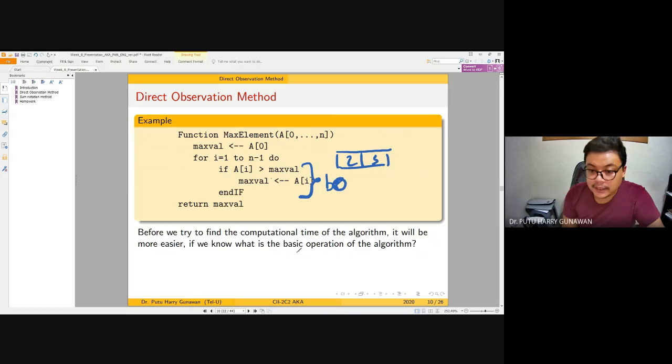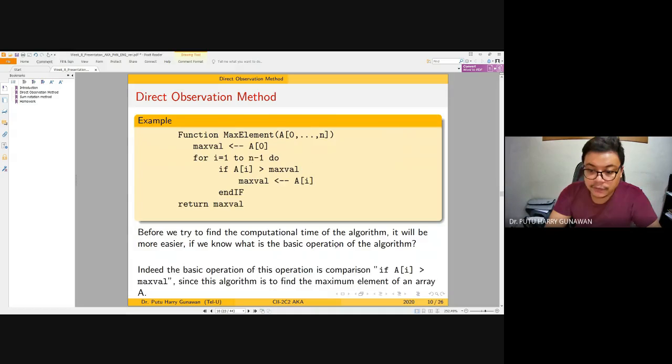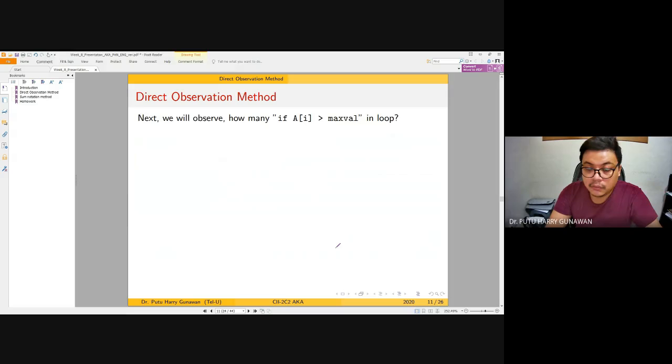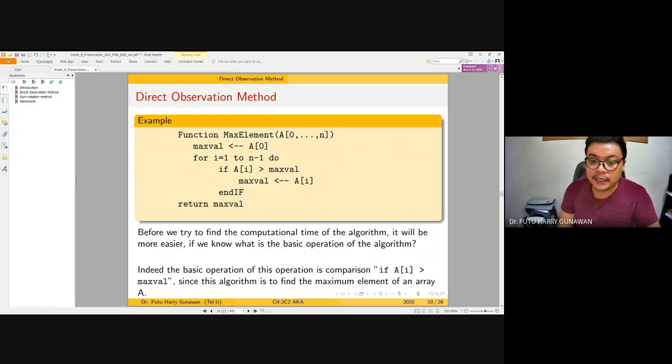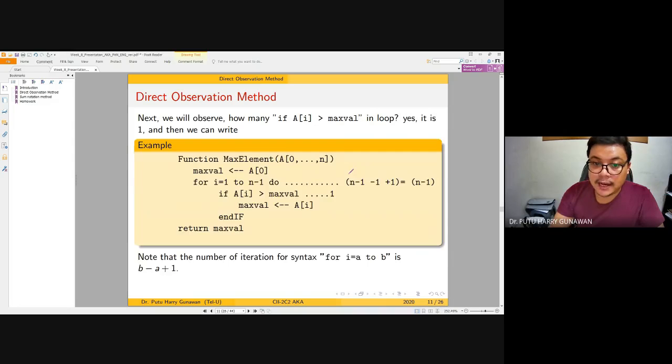After we find the basic operation, we need to investigate how many basic operations will be executed in the loop. Look at this loop. How many times is the comparison executed in the loop? It is one, right? So this is one basic operation.